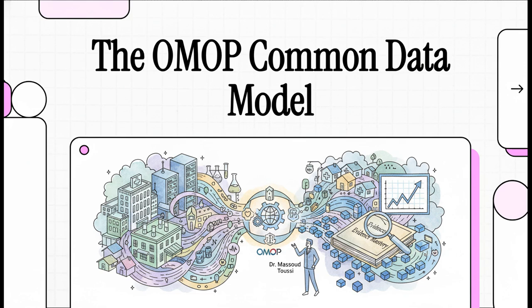We're swimming in health data, right? So why is it still so incredibly difficult to answer the biggest questions in healthcare? Well, today we're going to talk about the solution. It's called the OMOP Common Data Model, and you can think of it as a kind of universal translator for the incredibly complex language of health data.